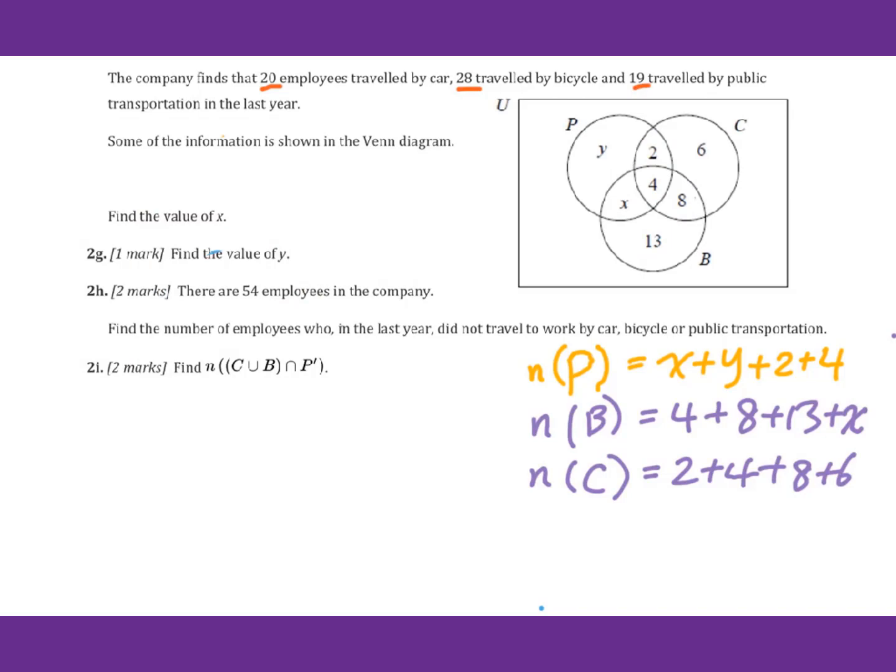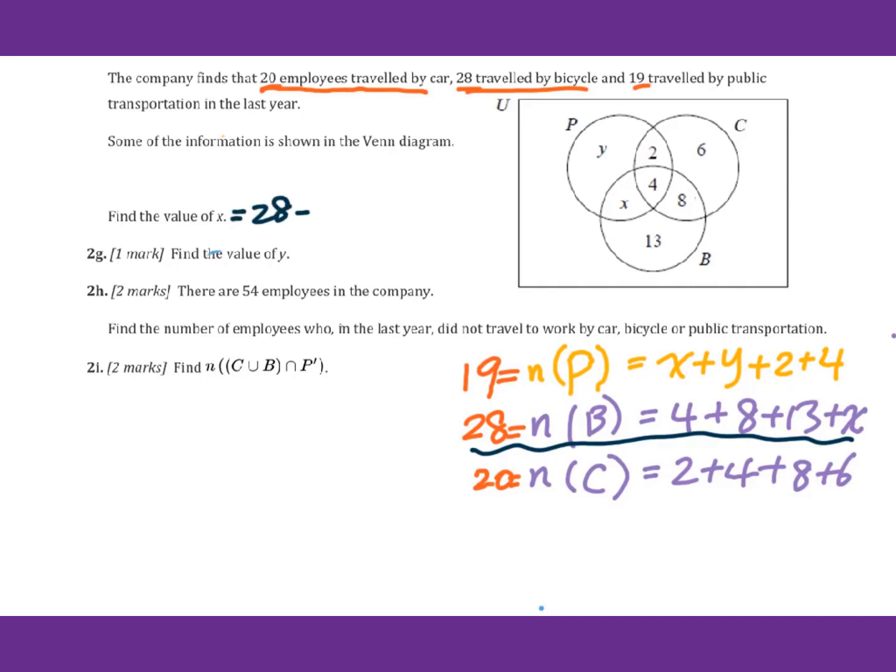From the given information, 20 employees travel by car. So this is 20. 28 travel by bicycle. This is 28. 19 travel by public transportation. So this equals 19. Therefore, how do you get the X? You have to use this equation. X equals 28 minus 4 minus 8 minus 13. You will get 3.